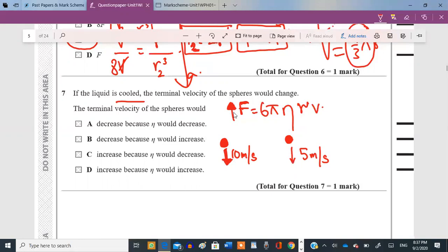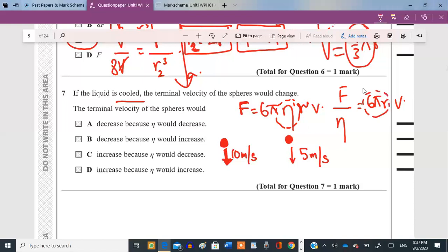Now they're increasing the viscosity. By the way, this eta itself is also a viscous force. Sorry, actually the viscosity is this eta. And what's the relationship of eta with the terminal velocity? For that, we'll need to rearrange the formula. If you rearrange the formula, it becomes F upon eta is equal to 6 pi r v.